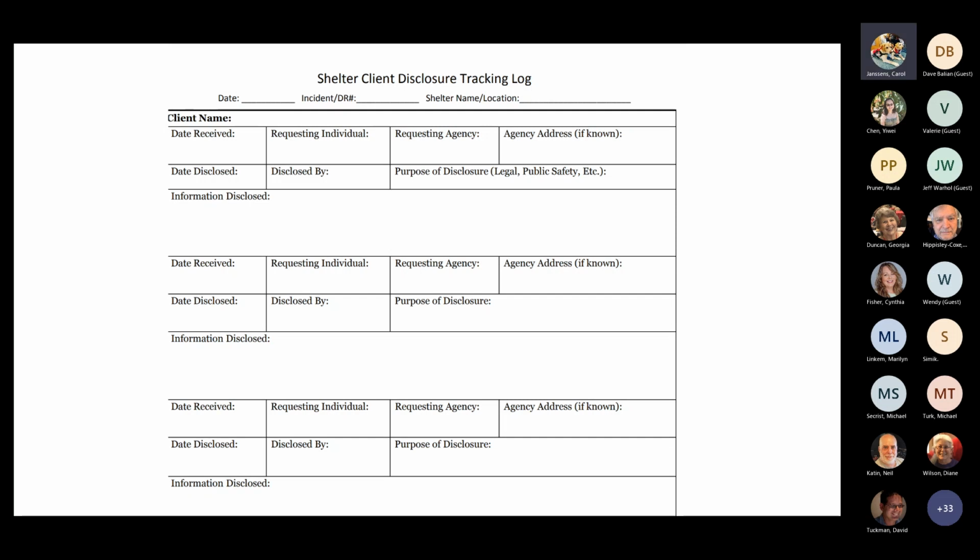So this form here now is the shelter client disclosure tracking form. I haven't had to ever use one, but it's an important form if you need it. Basically, this form is used if you're breaking confidentiality on something. We want to make sure it's documented really well.